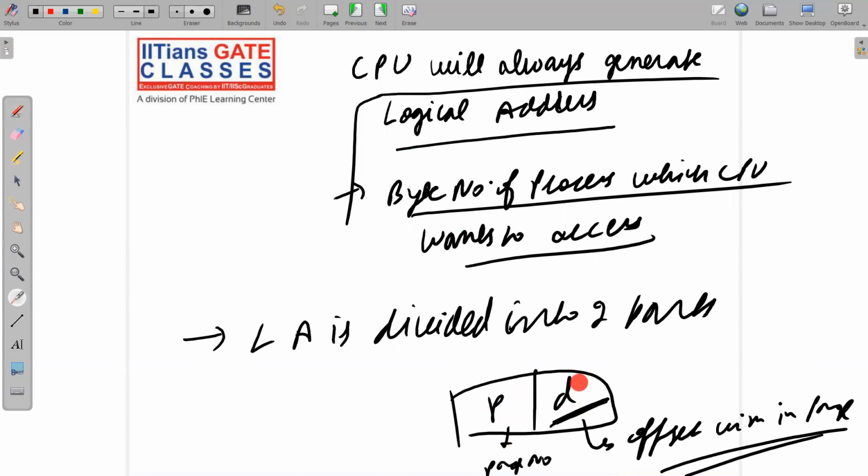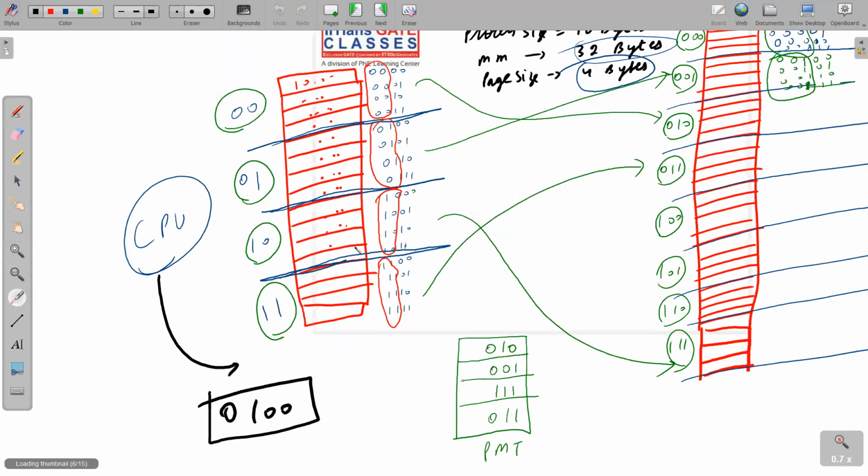That means within the page, which byte it wants to access. For example, see this: the CPU-generated address is divided into two parts. So I will divide it like this, 01 and 00. Why? Because the page numbers I have told you are 00, 01, 10, 11. So the CPU-generated address is divided into two parts: the first part is the page number and this is the byte number.